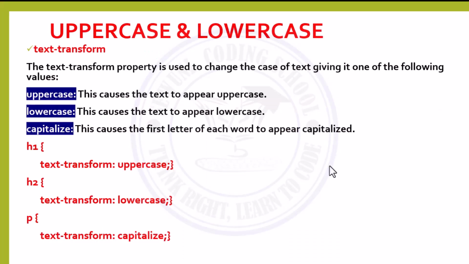Now let's discuss the uppercase and lowercase letters. For this we use a property called text transform. This property is used to change the case of text, giving it the following values: uppercase, lowercase, or capitalize. Uppercase causes the text to appear in uppercase or block letters. Lowercase causes the text to appear in lowercase or small letters. Capitalize causes the first letter of each word to appear in block. This is an example. We are going to do it in our text editor.